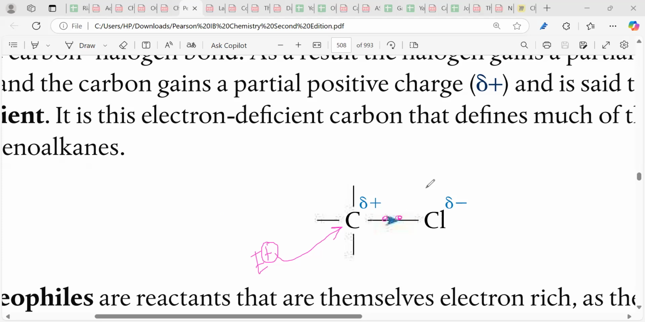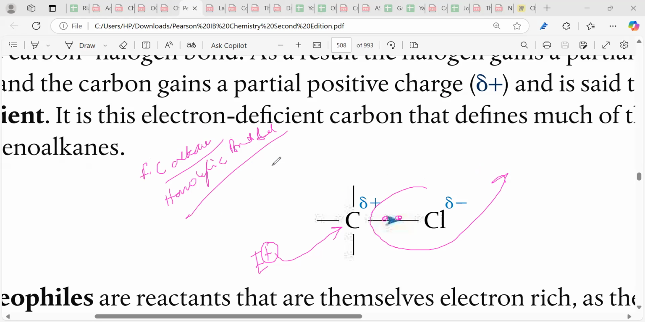And what happens? This C-Cl bond breaks heterolytically. Just remember one thing. Only free radical substitution of alkane will be undergoing homolytic bond breakage, isn't it? Understood? Clear? Other than this, all reactions will be undergoing heterolytic bond breakage. Is it clear? So it's a very important part we have to understand, right? Did you get this thing?